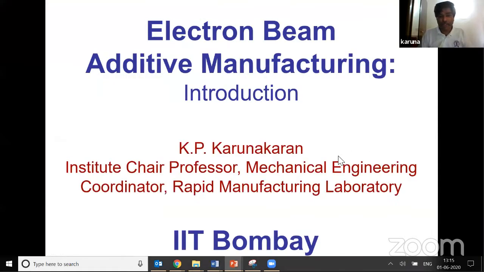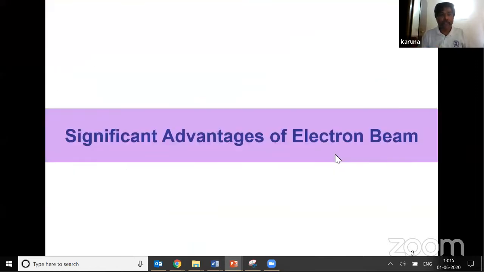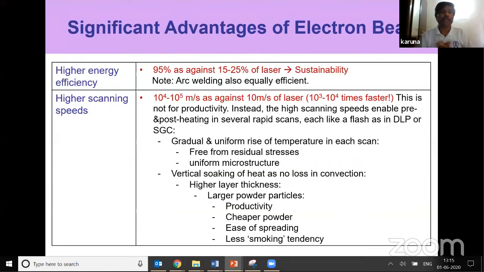So electron beam additive manufacturing, as I told you, till now we were popularly using laser as the competing beam technology. But here I'm going to list down some of the very interesting and significant advantages of electron beam. The first advantage I've listed here is higher energy efficiency. 95% is the energy efficiency in electron beam as against 15 to 25% in the case of laser.